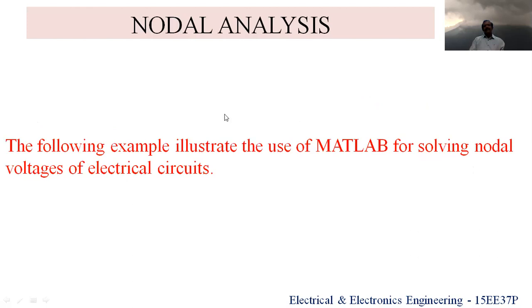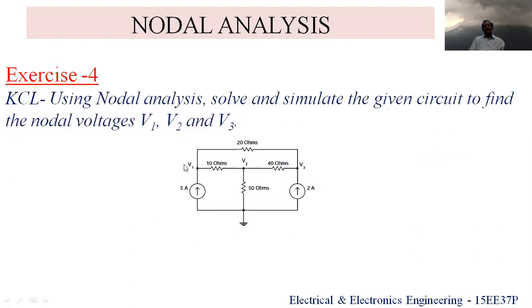Now I will take an example. The example is this one. Here we have 4 nodes: v1, v2, v3 and the reference node. V1 is connected with the reference node, with V2 as well as with V3. V2 is connected with V1, with V3, and with the reference. Similarly, V3 is connected with V1, V2 as well as the reference node.